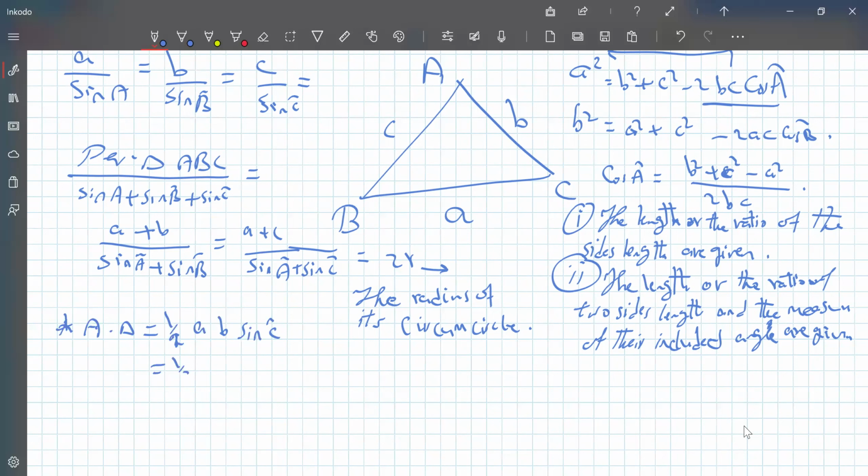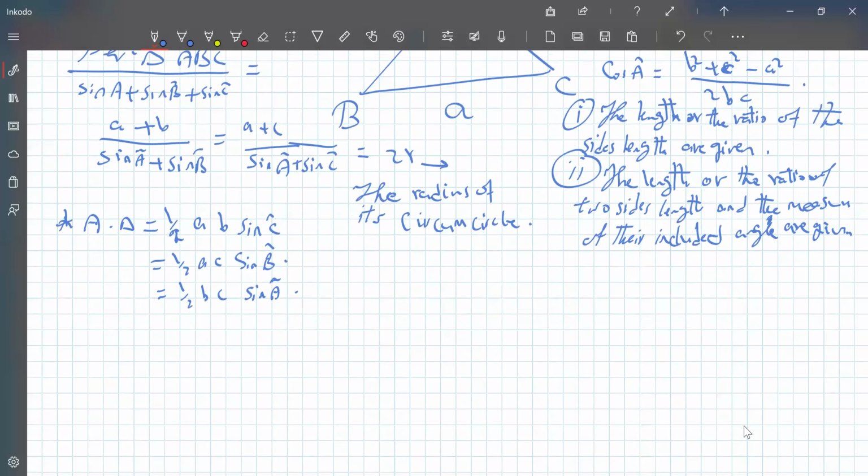Or 1 half AC يبقى sin B، or 1 half BC يبقى sin A. اوكي. في عندنا كمان برضو رول بالطريقة area of triangle اللي هي half a perimeter، 1 half perimeter times 1 half perimeter minus A small times 1 half perimeter minus B small times 1 half perimeter minus C small.